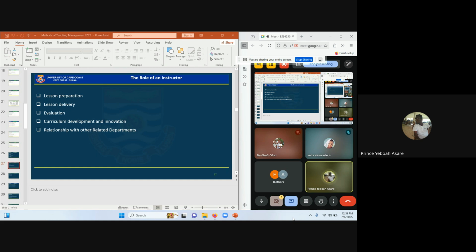The next is evaluation, and that has to do with assessment of what? A learner's learning. So we are looking at assessment in terms of formative, assessment in terms of summative. Formative is ongoing as the lesson is being what? Executed.